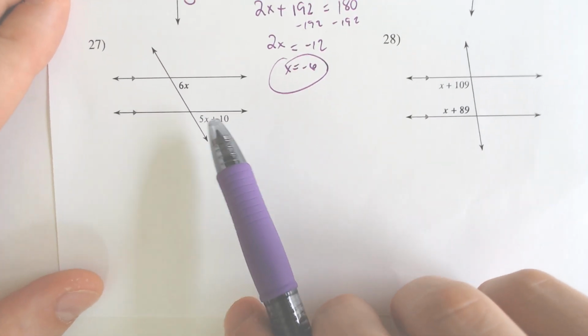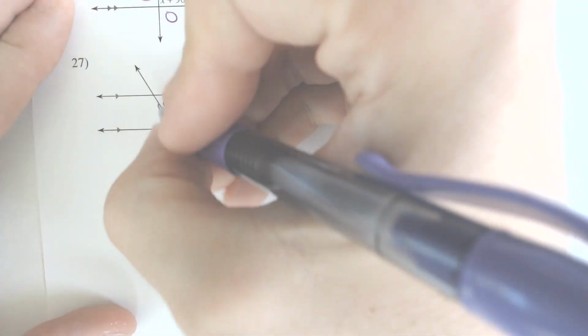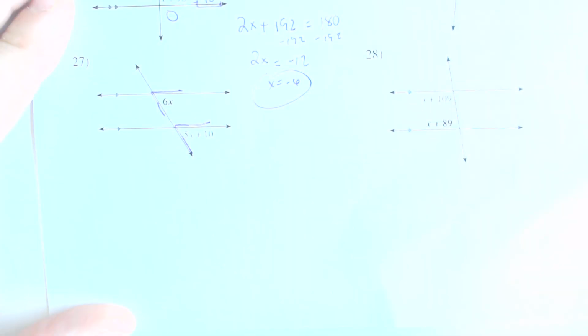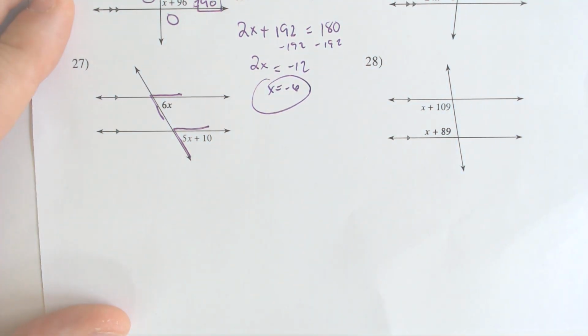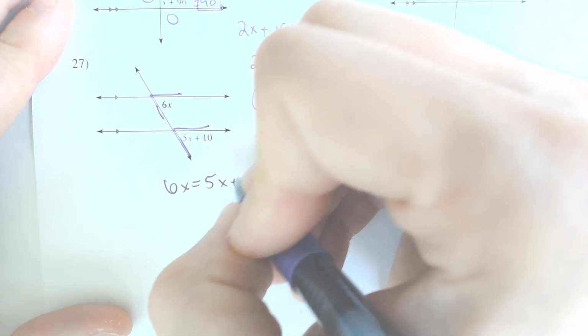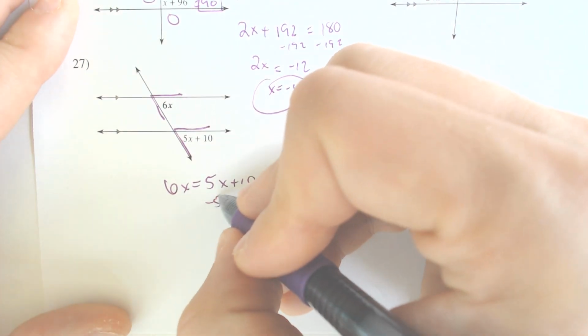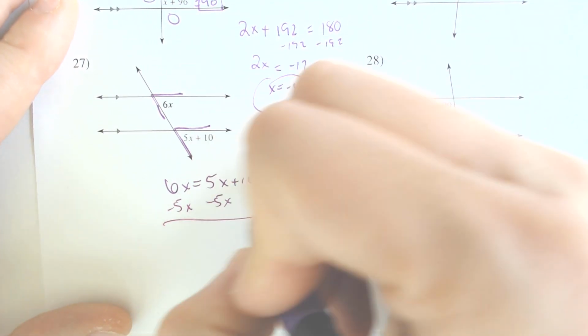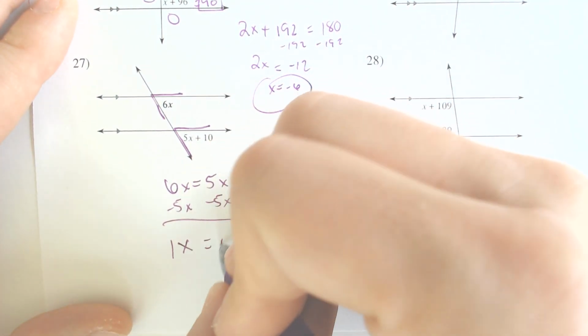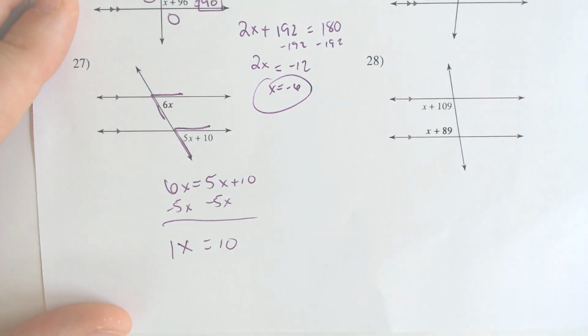Let's do number 27. It's my favorite. It's corresponding, so you have to ask yourself, do those two angles equal each other? And they do. All right, 6x would equal the 5x plus 10. Remember, we're not looking for x, we're looking for the value of the angle. But when we subtract 5x, we get 1x is equal to 10, which means x is equal to 10.